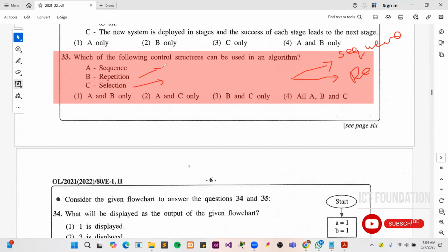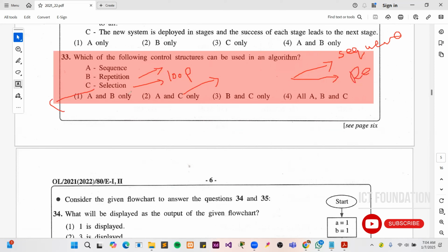The repetition means it's a loop. Repeatedly, the statements will be iterated. For example, counting numbers 1 to 10, 1, 2, 3, 4, 5, 6, like that the numbers will be printed iteratively. Selection means you are finding yes or no questions.